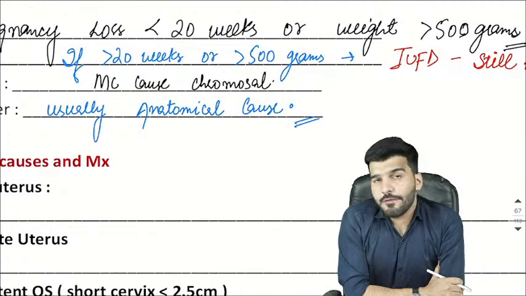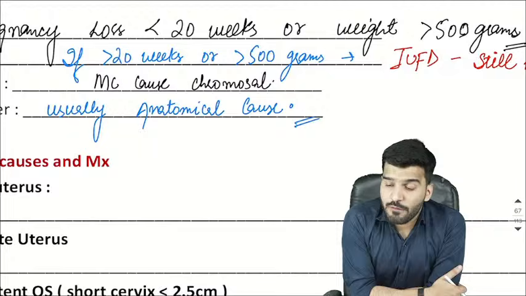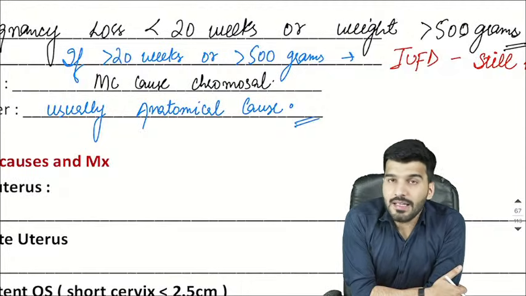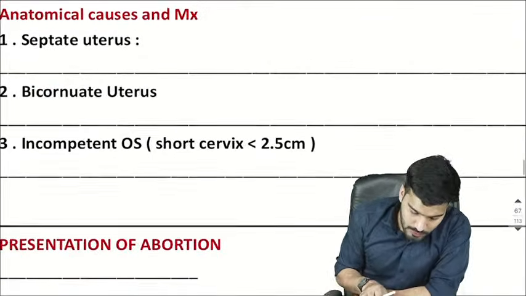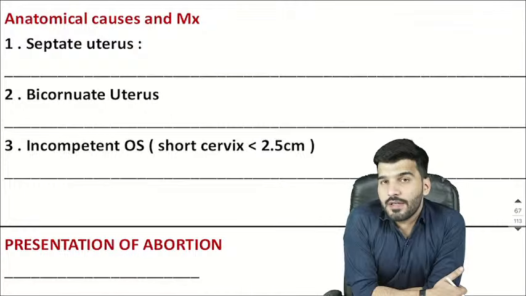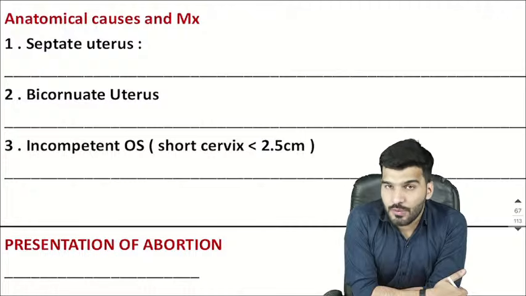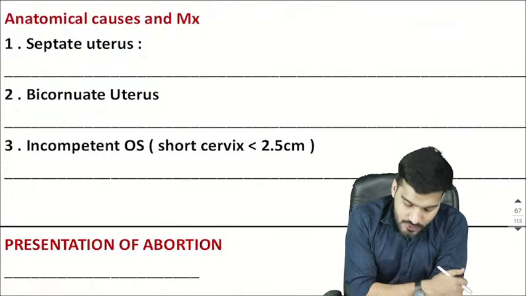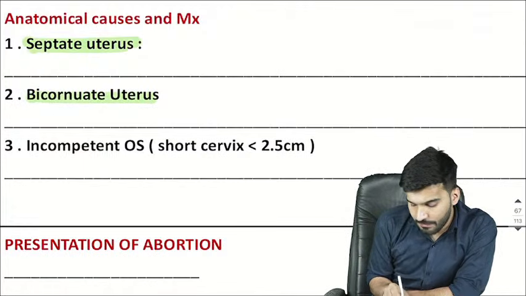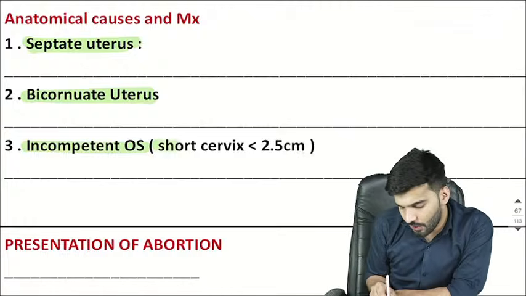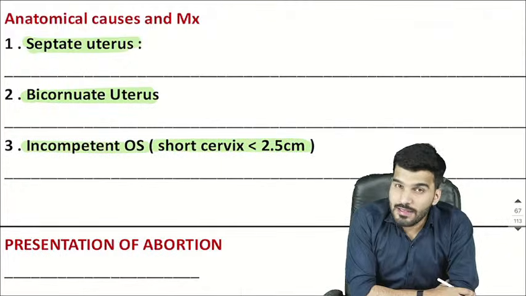Now, if you remember from your anatomy, all the female genital structures come from which duct? Very good, they come from the Mullerian duct. If I talk about the anatomical causes and the most common Mullerian duct defect, whenever there is an abnormal fusion, we have a septate uterus. So what can be the reasons for second trimester abortion? We can have a septate uterus, followed by a bicornuate uterus, or an incompetent os or short cervix. That's what we have already discussed in the beginning.